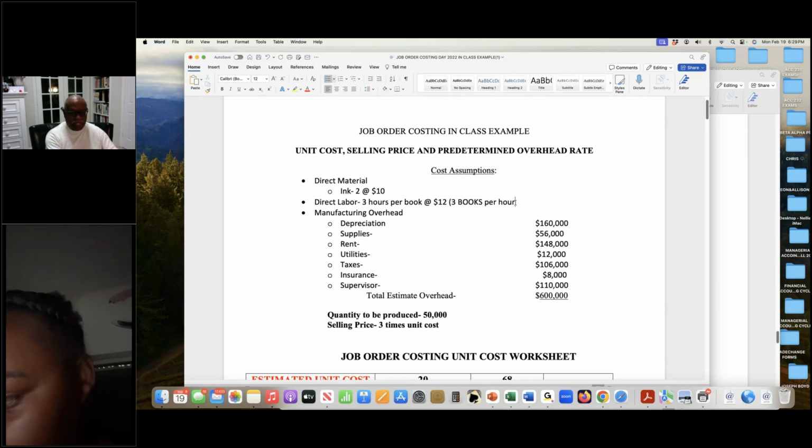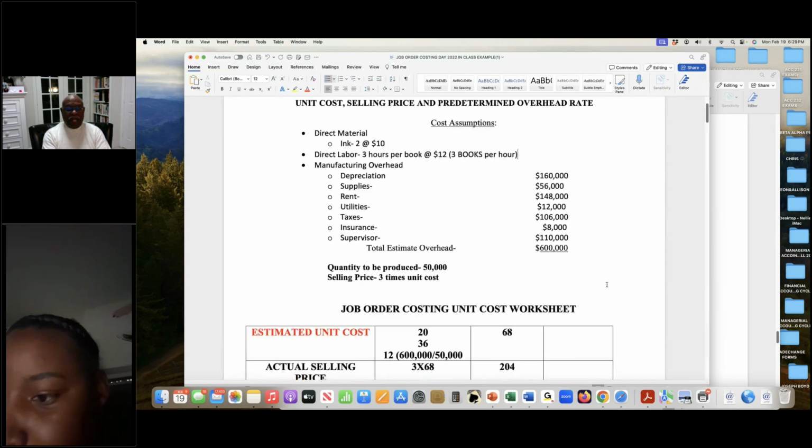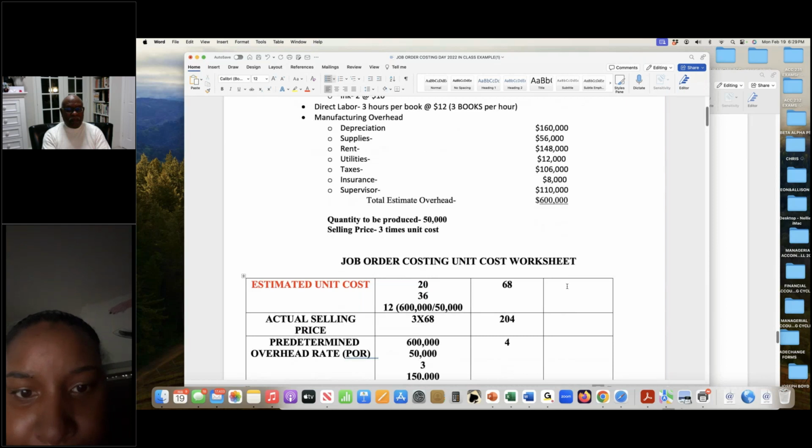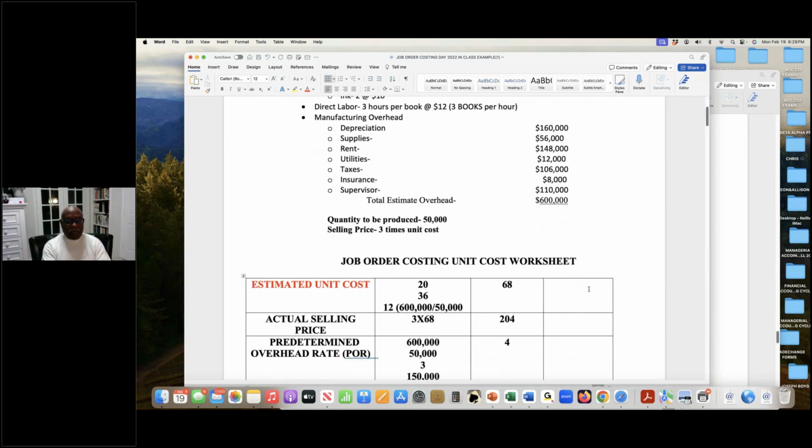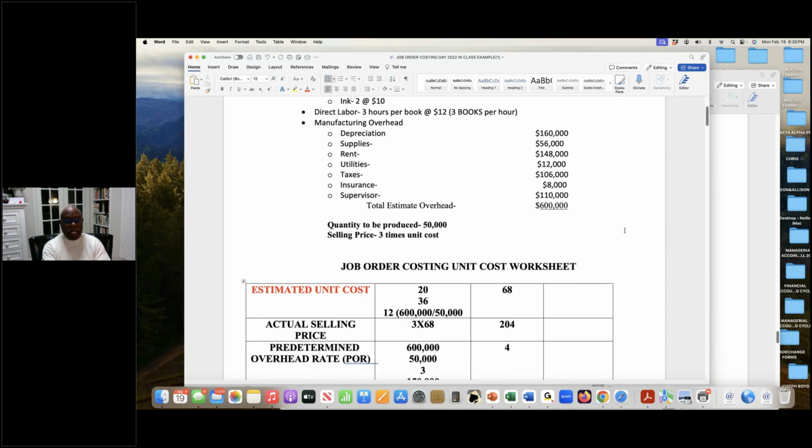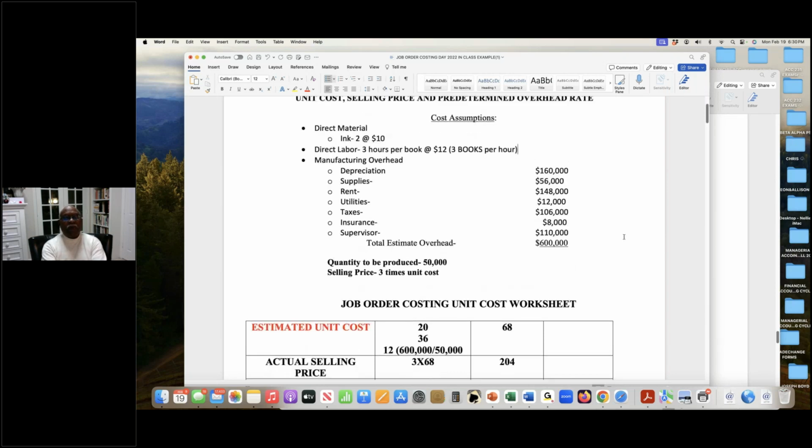How does that change this problem? You would have to divide the 12 by 3, instead of multiplying it. You've got to start in this top box and go all the way down, and let's see how it changes when we make 3 books per hour. So everybody take 5 minutes.